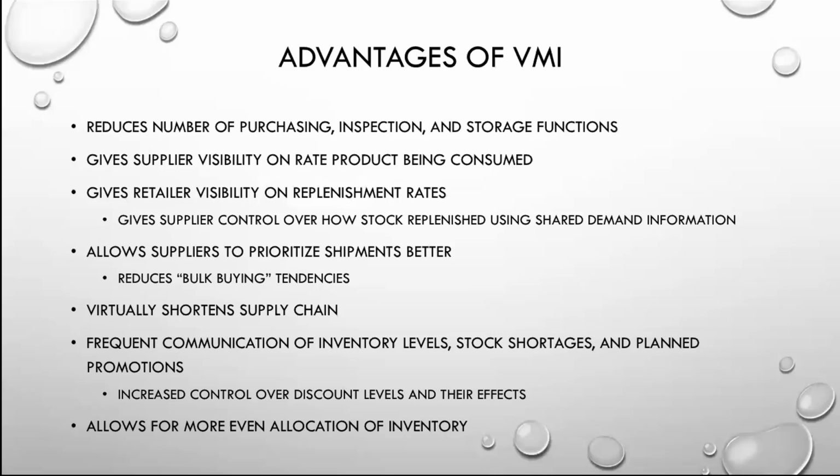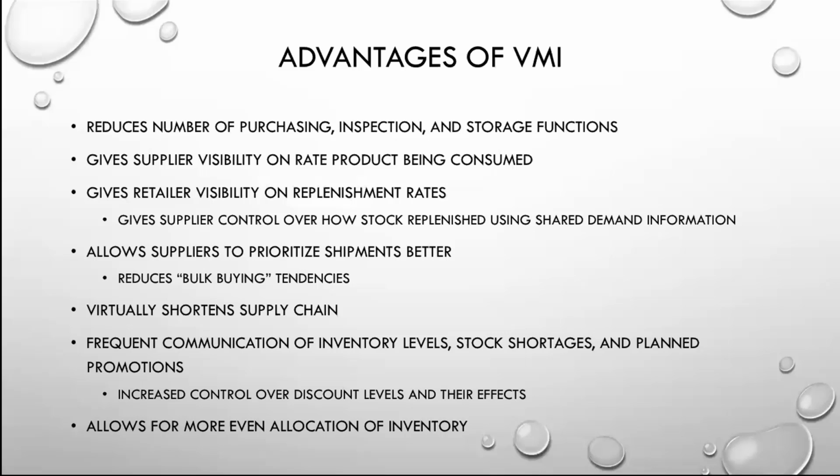As I mentioned earlier, it virtually shortens the supply chain. You get frequent communication of all the information that goes through all of the entities: inventory levels, stock shortages, planned promotions, which allows everyone to increase control over discount levels and their effects. This is important because, once again, if you have delays in your feedback for your forecasting, you introduce variation in your forecasting. And it allows for more even allocation of inventory.